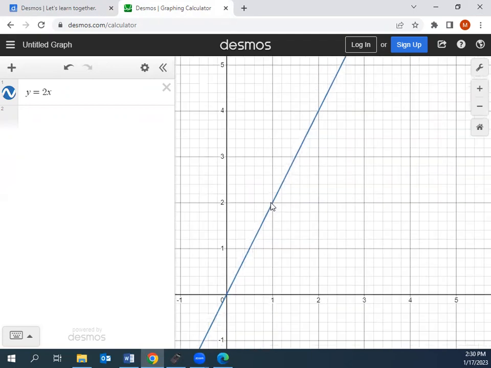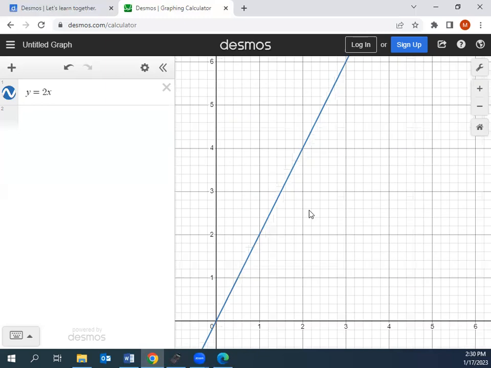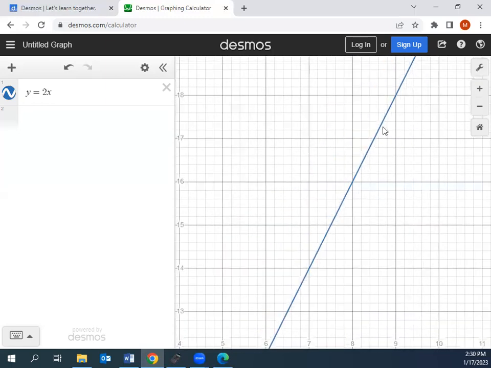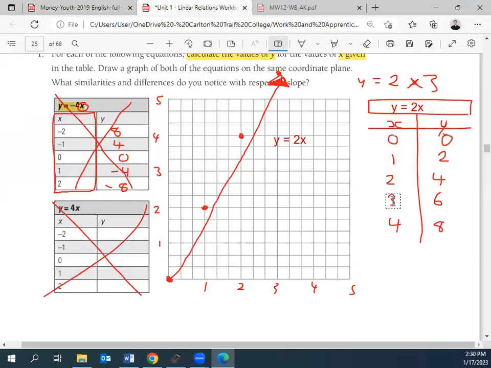When my X is 1, I can see that my Y is 2. When my X is 2, I can see my Y is 4, and so on and so forth. You could stretch this line out forever. Right now it's at like 18, for example. So we can use an equation of a line to make a line that goes on forever. We'll always know every single point on that line.